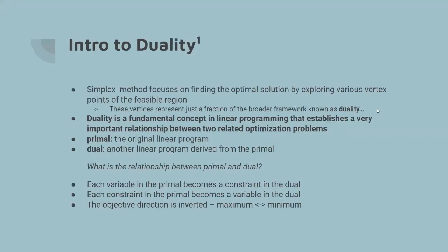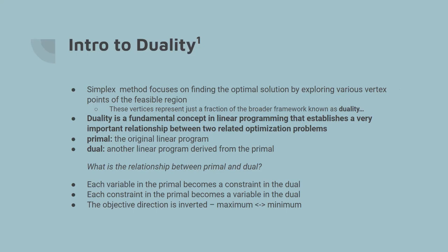So previously you learned about the simplex method, which focuses on finding the optimal solution by exploring various vertex points of the feasible region. These vertices represent just a fraction of the broader framework known as duality. Duality is a fundamental concept in linear programming that establishes a very important relationship between two related optimization problems. So the primal refers to the original linear program, and the dual is another linear program derived from the primal.